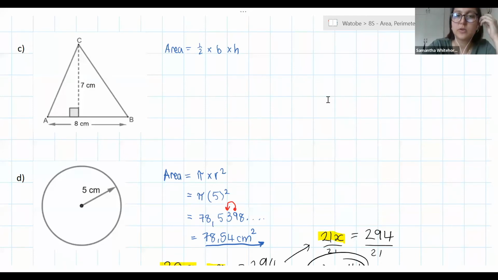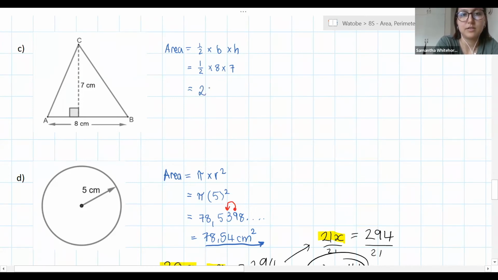Leah, do you want to give us question C? It's Leah. Leah, so sorry. No, it's okay. So, ma'am, I said half times base times height, which equals half times 8 times 7. Good. Which gave me 4 times 7. So it equals 28 centimeters squared. Excellent. Well done. 28 centimeters squared. Thank you, Leah.